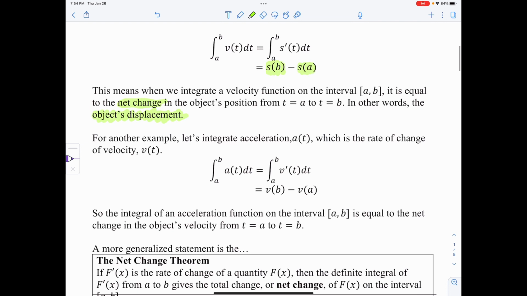We're going to have an example where we actually calculate displacement and then also calculate distance traveled, and it's just a little bit different. So for another example, let's integrate an acceleration function. Let's integrate acceleration, a of t, which is the rate of change of velocity.